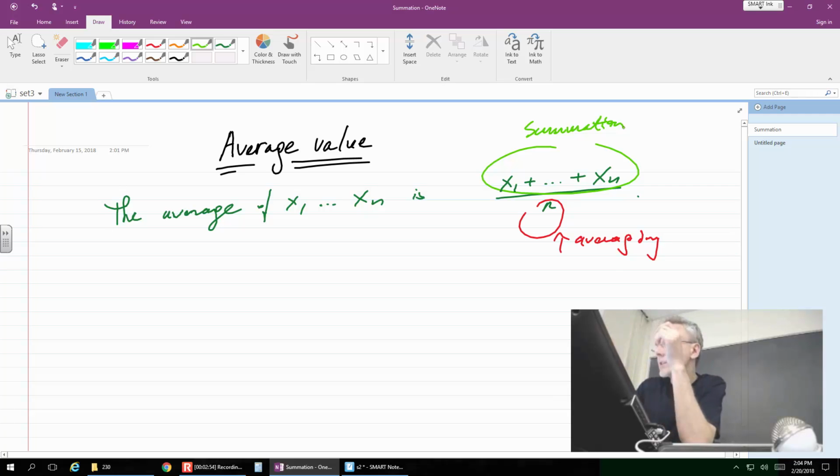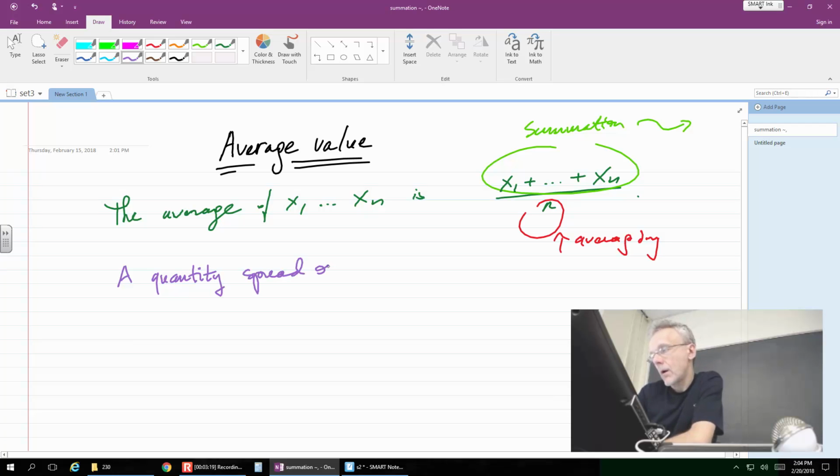So that already suggests that maybe it does have something to do with what we have been doing, because we have been adding things together. Okay, it only remains to figure out what that is. How do you average when you have infinitely many quantities to deal with? The idea is to start this way. We have a quantity, and we think of a quantity spread out over an interval.